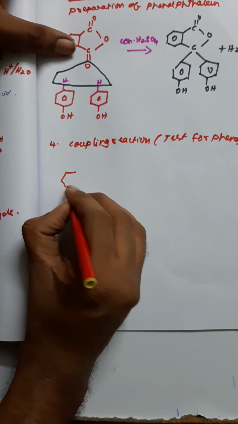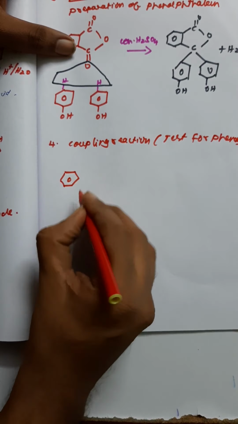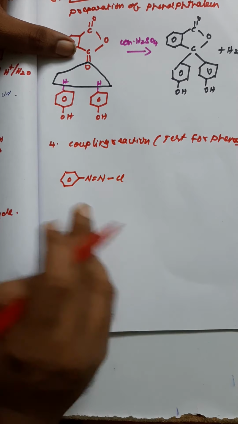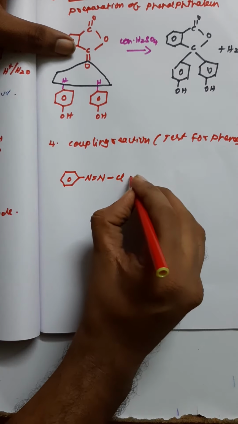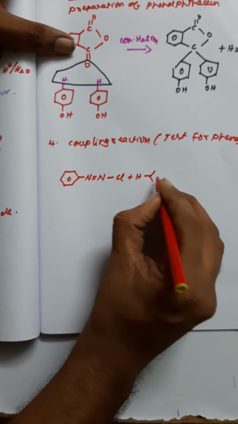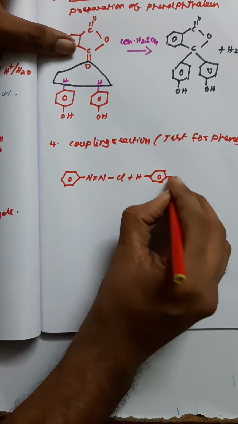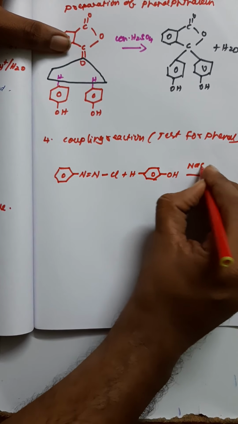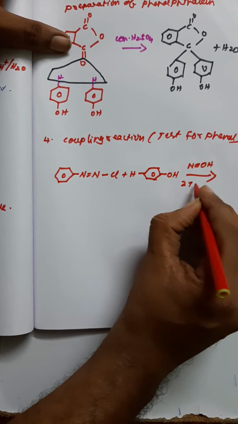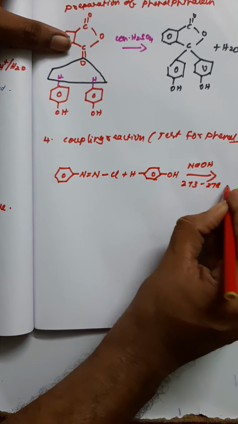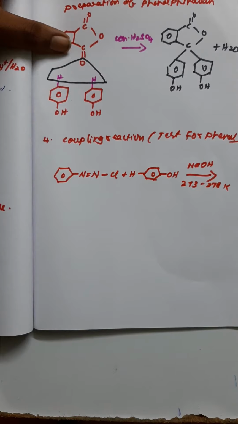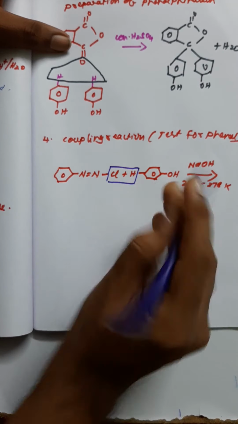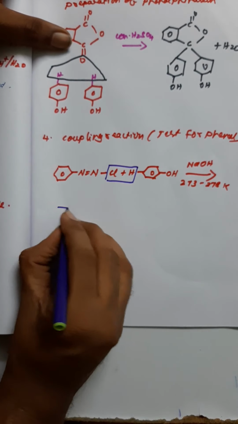So here is benzene diazonium chloride. Again phenol, when it reacts with phenol in the inverted manner, the temperature is very important. The catalyst is sodium hydroxide at 273 to 278 Kelvin. You are going to do only one cleavage, that is the HCl part is removed. The other things are not changed.